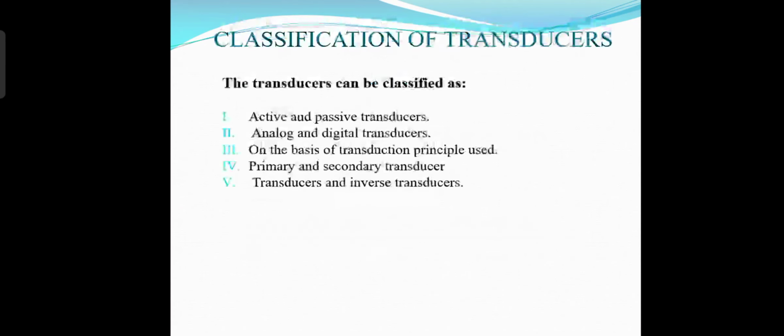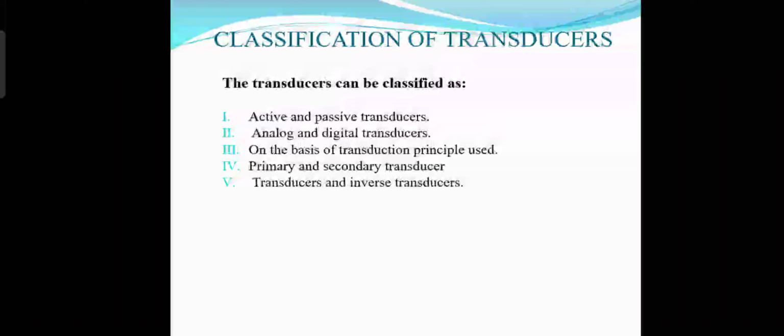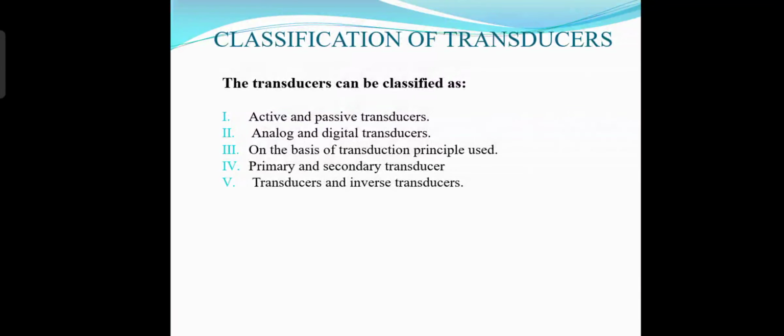The analog and digital type transducers: an analog transducer is one whose output is a continuous function of time. It is called an analog transducer. Some examples of analog transducers are strain gauge, thermocouple, LVDT, and thermistor. In a digital transducer, the output is in the form of pulses. These are known as digital transducers.